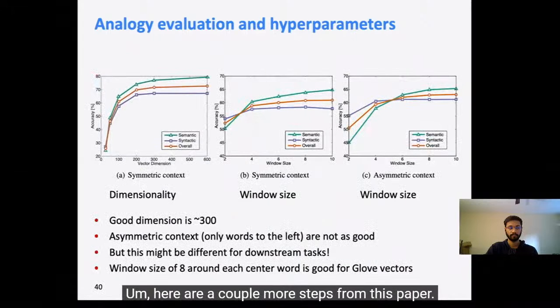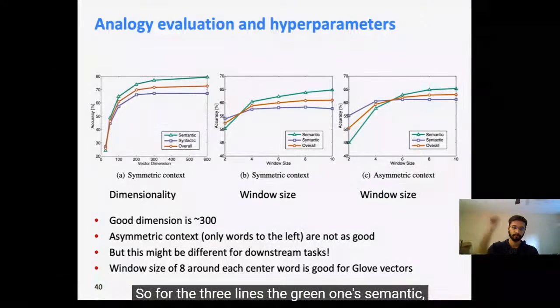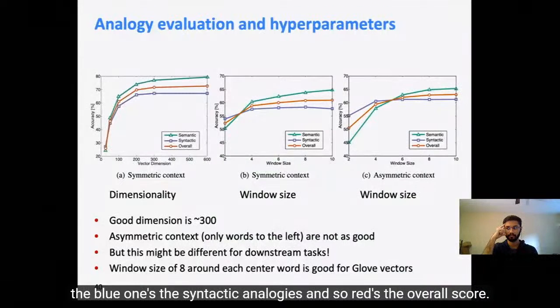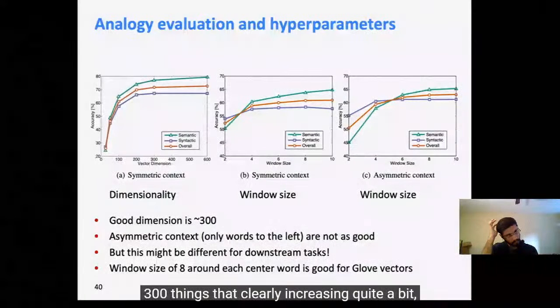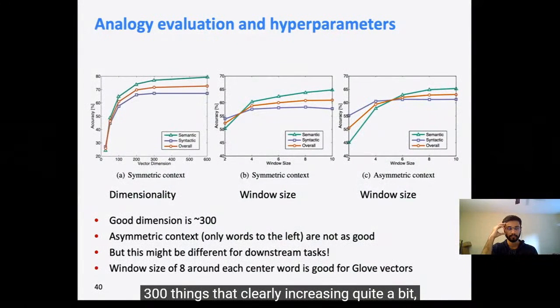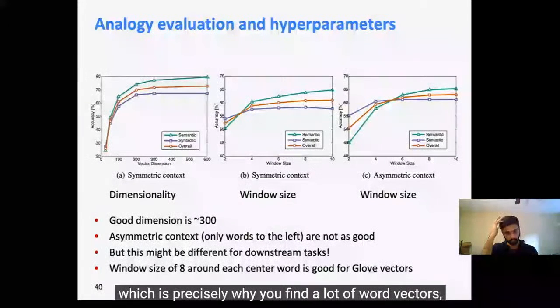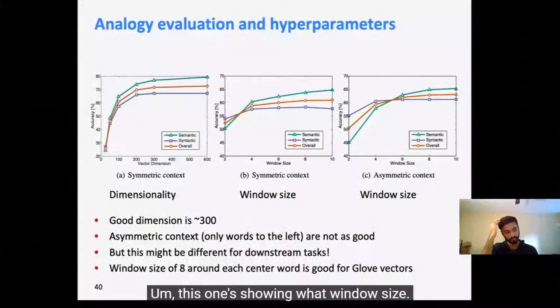Here are a couple more stats from this paper. This is a graph of dimensionality and what the performance is. For the 3 lines, the green one's semantic, the blue one's the syntactic analogies, and the red's the overall score. What you see is up to dimensionality 300, things are clearly increasing quite a bit, and then it gets fairly flat, which is precisely why you find a lot of word vectors of dimensionality 300.